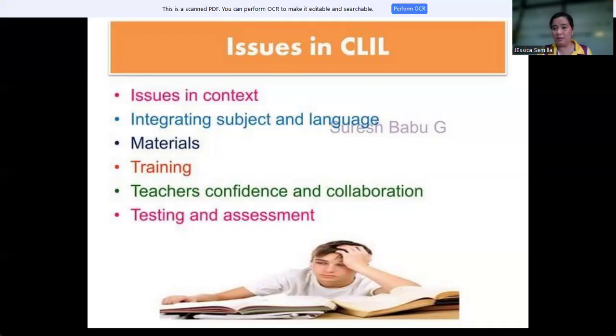Second, you need to integrate subject or content and language. Third, you need materials of content. Fourth, you need to have training about how CLIL works. Fifth is about teachers' confidence and collaboration. Teachers' confidence meaning you need to be confident of the content that you're about to discuss. So meaning you need to be knowledgeable about it and collaborate with other experts so that it's easy for you to present it and utilize it in your language classroom. And of course, the sixth one is, since it's testing and assessment between content and language, you really need to work hand in hand in terms of looking at true content and knowledge.